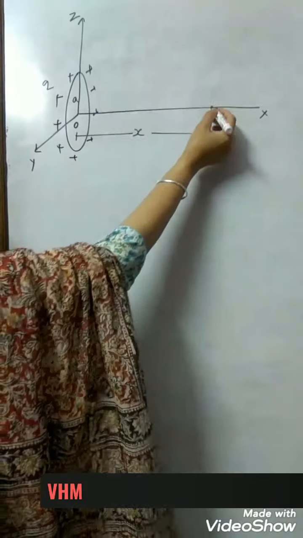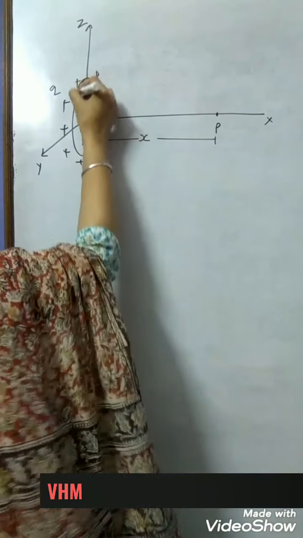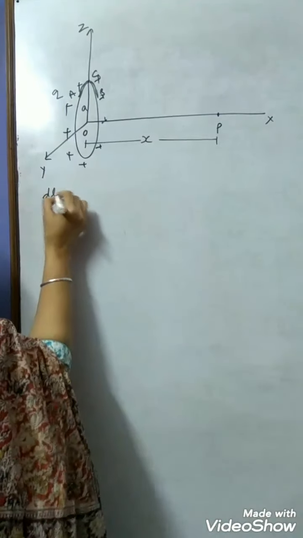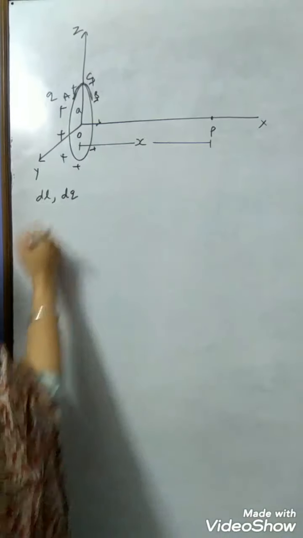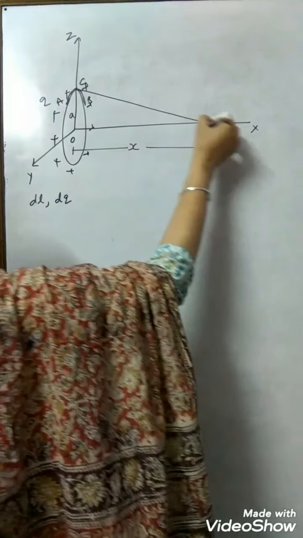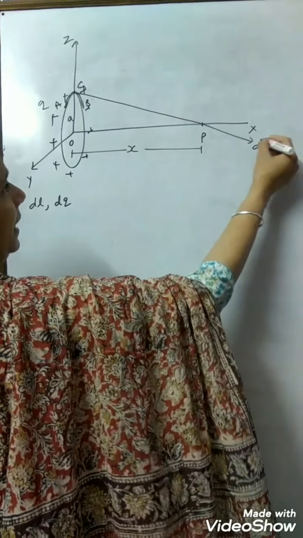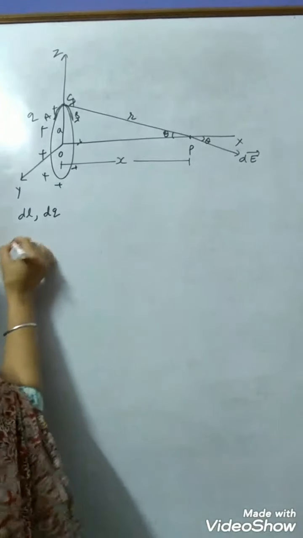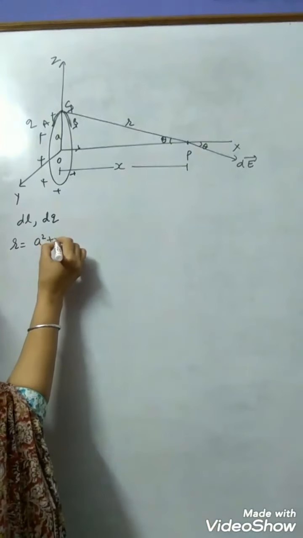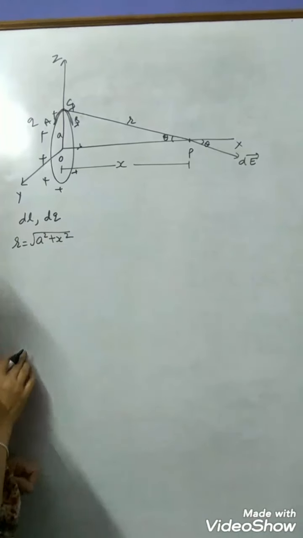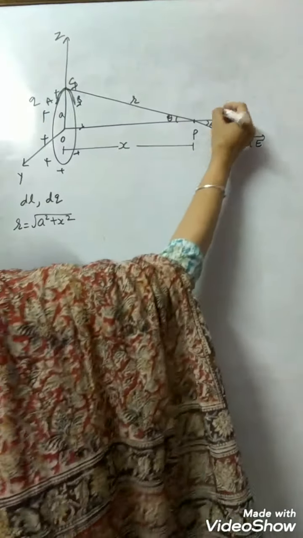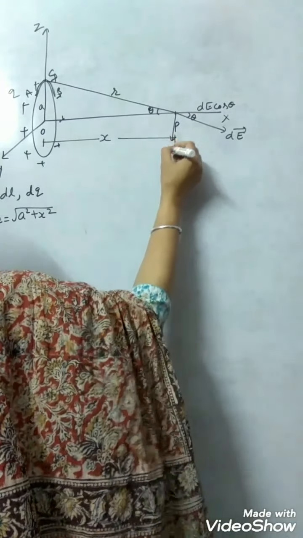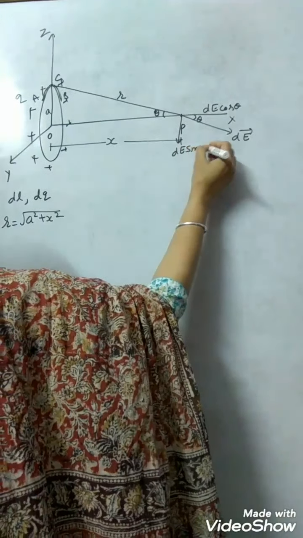To find the electric field at point P, consider a small element AB with center, of length dl and charge dq. Due to this, the electric field is dE vector, at angle theta. This distance is R, and R is the square root of a square plus x square. This dE resolves into two components, dE cos theta and dE sin theta.